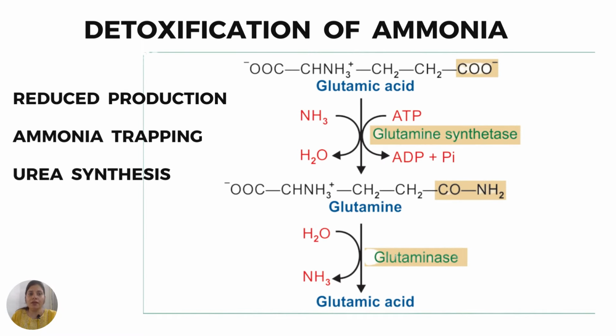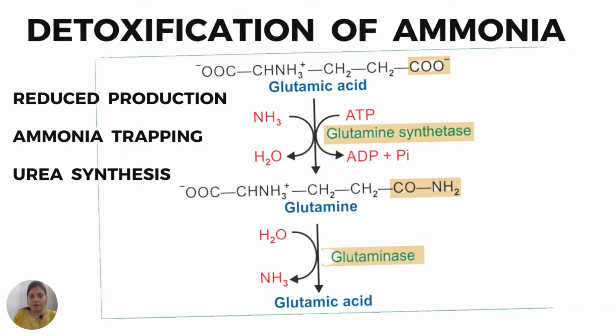Now, this urea is formed from ammonia, and the main thing is that ammonia has to be detoxified. The ammonia detoxification takes place with the help of glutamine. The ammonia is trapped in the glutamine. Reduced production, ammonia trapping, and urea synthesis are the steps of the removal of ammonia.